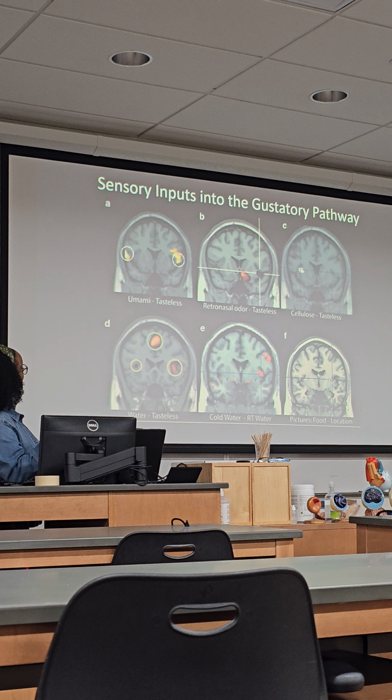We can see in the brain when we taste different things, different regions of the brain light up, okay? So we know what tastes look like when it comes to brain activity. So different tastes provide different brain activity.